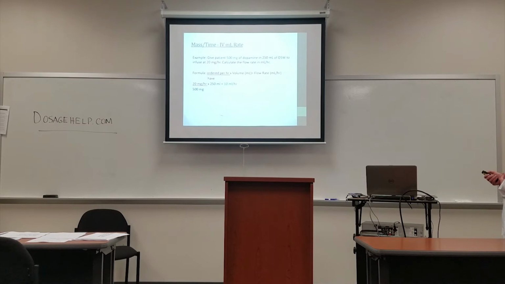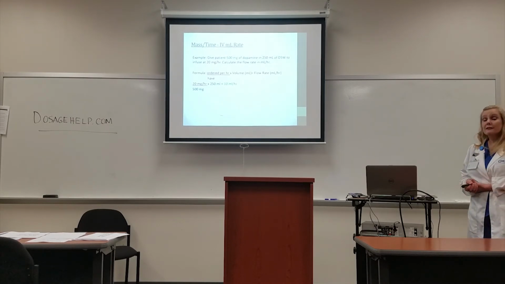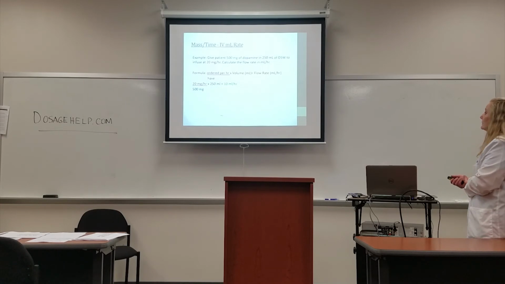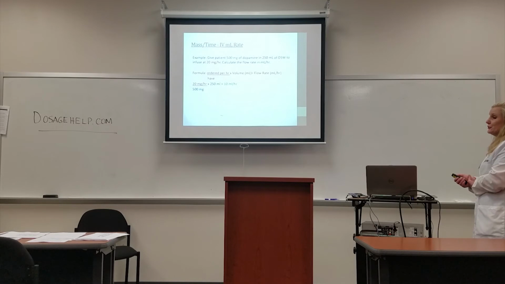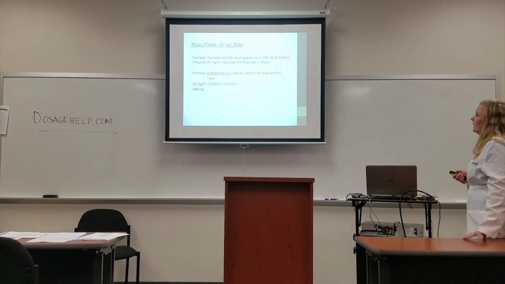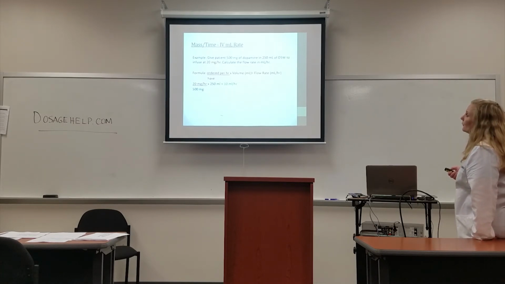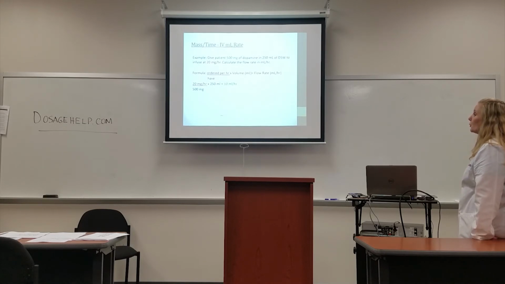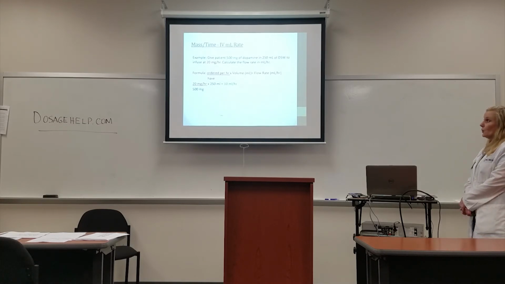Welcome. Calculate the IV flow rate. So first I'm like, let me look at this again. Where is my order per hour? Well, I just don't know. But my formula says order per hour, so I'm going to look for my hour. Oh, per hour, 20 milligrams. So 20 milligrams per hour is what is ordered.